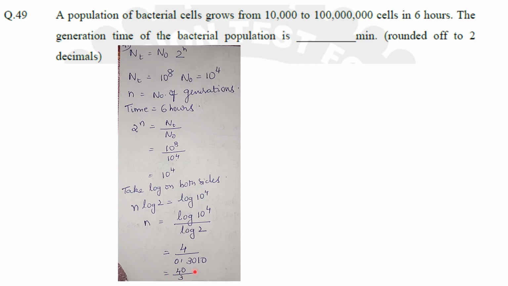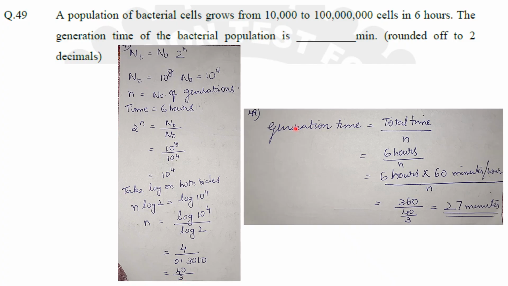So 40 by 3. Then you calculate the generation time, that is total time by number of generations. So total time they have given 6 hours. So 6 hours you convert to minutes, as your answer is in minutes. So 60 minutes multiplied by 6 and divided by n, that is 40 by 3, you get approximately 27 minutes. Okay.